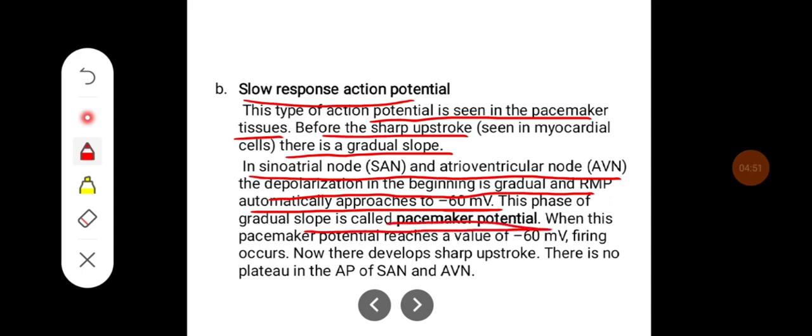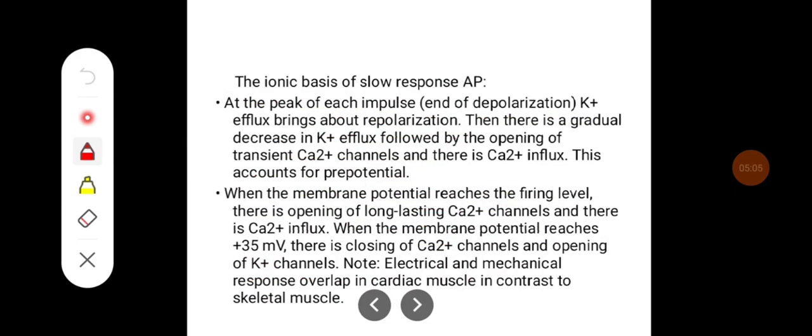When this pacemaker potential reaches the value of minus 60 millivolts, firing occurs. Now there develops a sharp upstroke, and there is no plateau in the action potential of the SA node and AV node. The ionic basis of slow response action potential is that at the peak of each impulse, that is the end of the depolarization, potassium efflux begins.